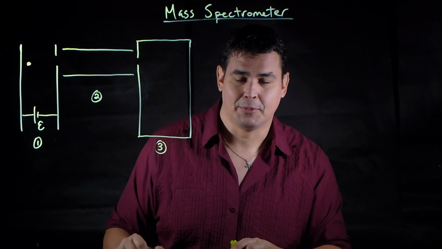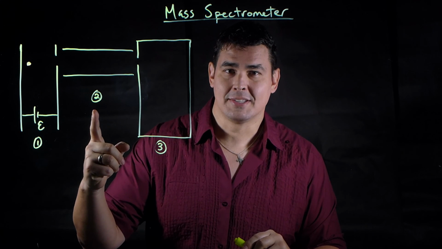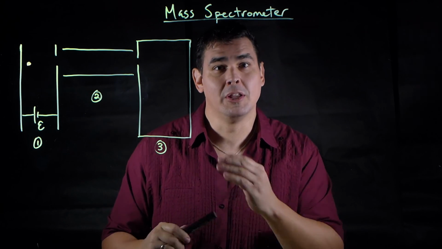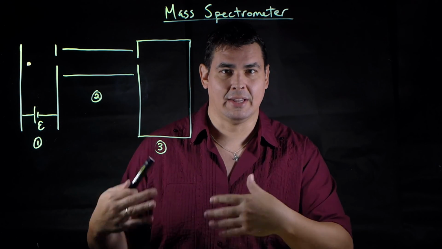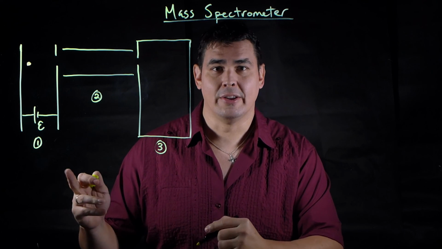Solving them is really easy, right? So there's three parts to it. There's the accelerator part, there's the velocity selector part, and there's the chamber part where you actually separate them by mass. So we'll look at each one individually and talk about what physics are happening in each part. So the first part is the accelerator.